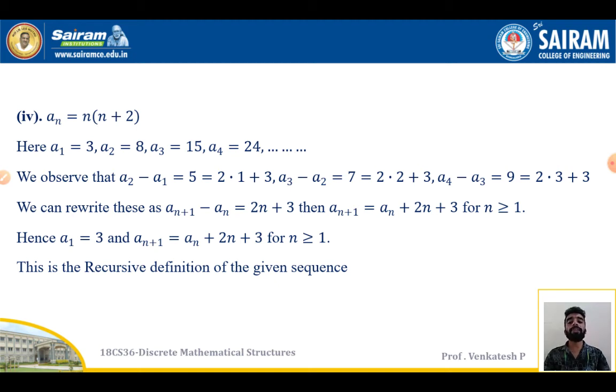So therefore an plus 1 will be equal to an plus 2n plus 3 for n is greater than or equal to 1. So hence a1 is equal to 3 and an plus 1 is equal to an plus 2n plus 3 for n is greater than or equal to 1 is the recursive definition of the given sequence.